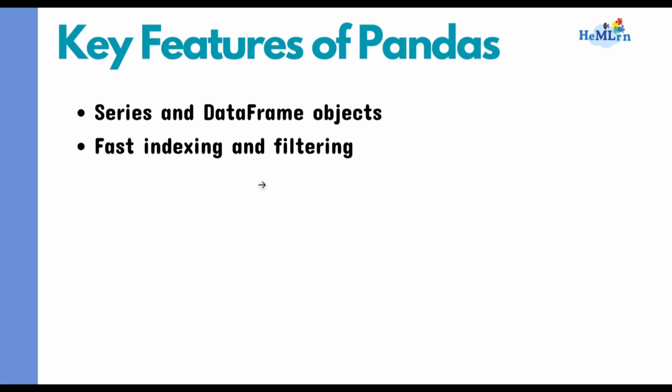Next, fast indexing and filtering. Fast indexing means we can access data using an index, and filter the records based on conditions. This is possible in Pandas. Next, group by operation. In databases we want to group by gender or department. That operation we can perform, and that functionality is brought to Pandas.